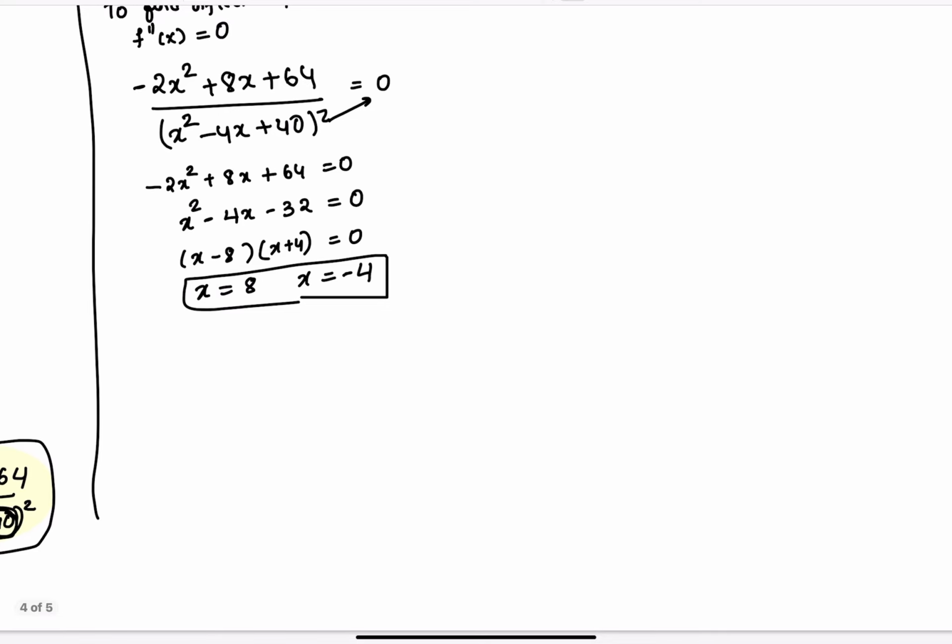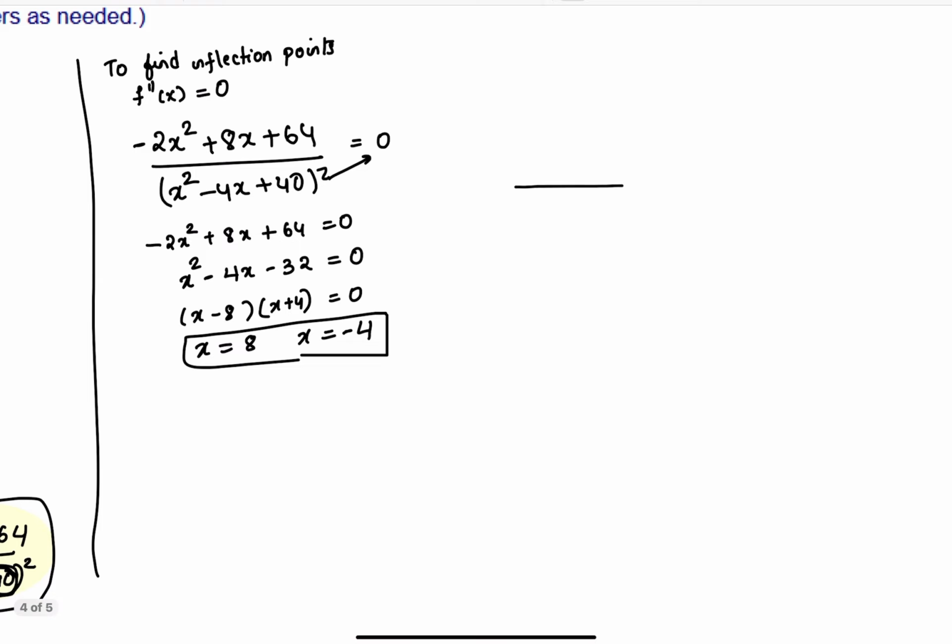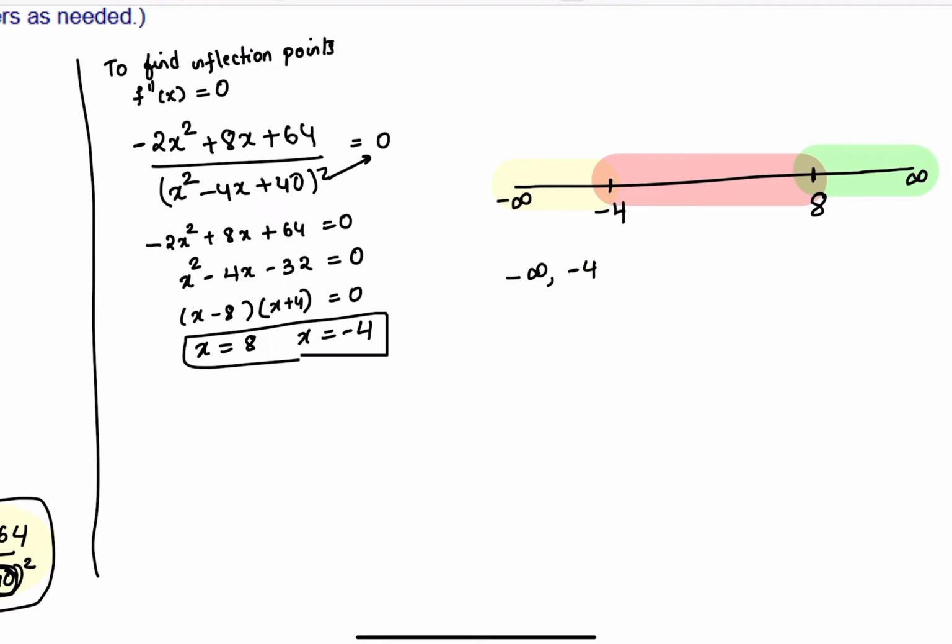When you have your inflection points, I'm going to draw a number line. So x is equal to 8 is right here, and x is equal to -4 is right here. Remember, this is positive infinity, this is negative infinity. These inflection points create partitions, and now I can see what happens to my graph in each region. That means my intervals are -infinity to -4, -4 to 8, and 8 to infinity.